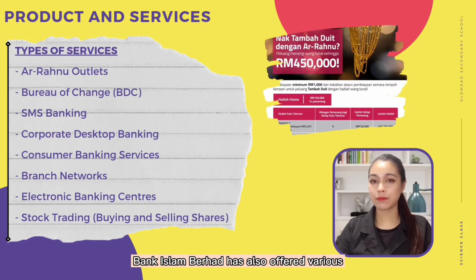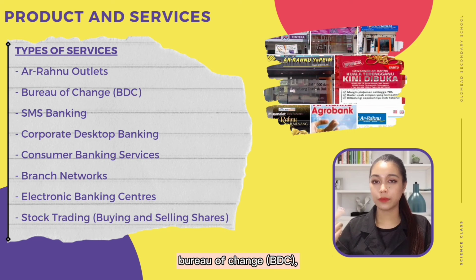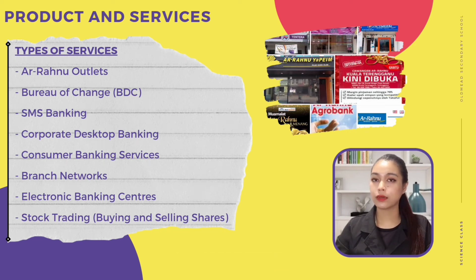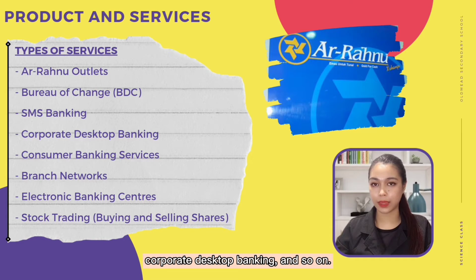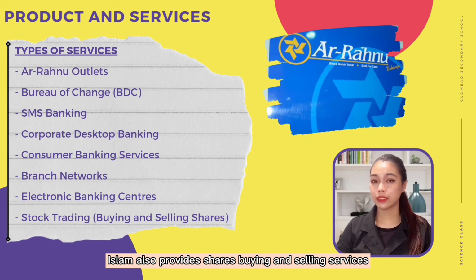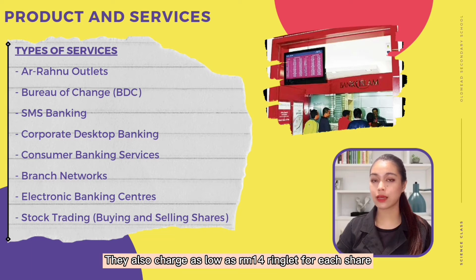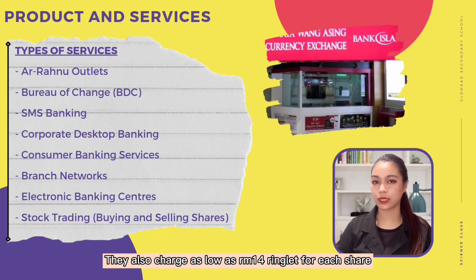And last one, Bank Islam Berhad also offered various services such as Ar-Rahma Outlet, electronic banking centers, Bureau of Change, SMS banking, branch network, consumer banking services, corporate banking, corporate desktop banking, and so on. For stock trading, Bank Islam also provides shares buying and selling services through its subsidiaries on the main market of Bursa Malaysia. They also charge as low as RM14 for each share.